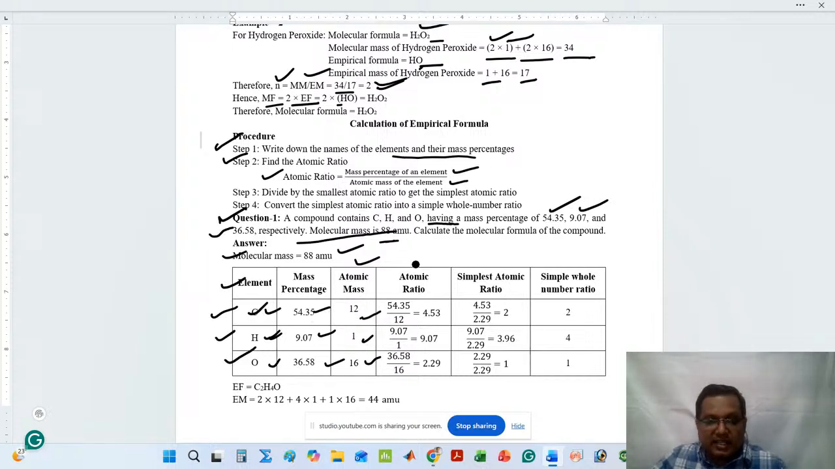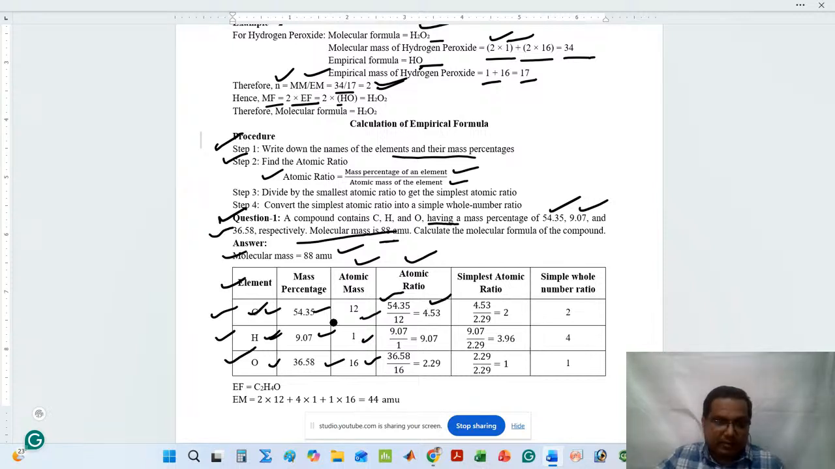Now find the atomic ratio. In column number 4, I want to find the atomic ratio. The formula is mass percentage of an element divided by atomic mass of an element. Mass percentage of carbon, that is how much? 54.35. Next, atomic mass of carbon is how much? 12. So I can write here 54.35 divided by 12. After solving, you can find 4.53.